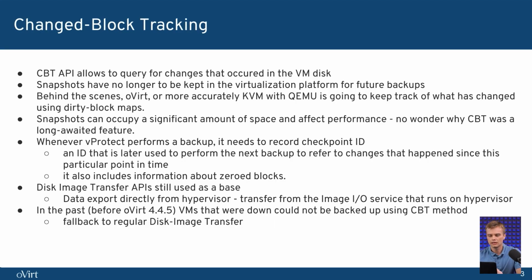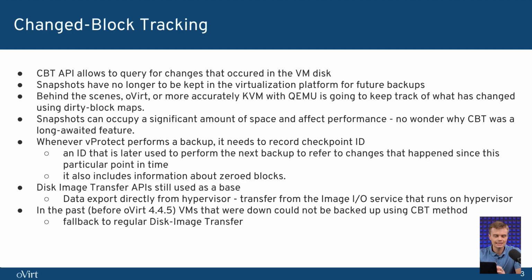Now, with CBT, we have a short list of few things that we need to consider here. It allows you to query for the changed blocks, but also to fetch these changes from the host. So the actual disk image transfer API has been changed, allowing us to grab data directly from the host without the need to access it over SSH. I have already mentioned that snapshots don't have to be kept on the virtualization platform anymore. Cool one. And behind the scenes, oVirt uses KVM with QEMU to keep track of what has changed using dirty block maps. That's a libvirt feature doing the dirty job behind the scenes.